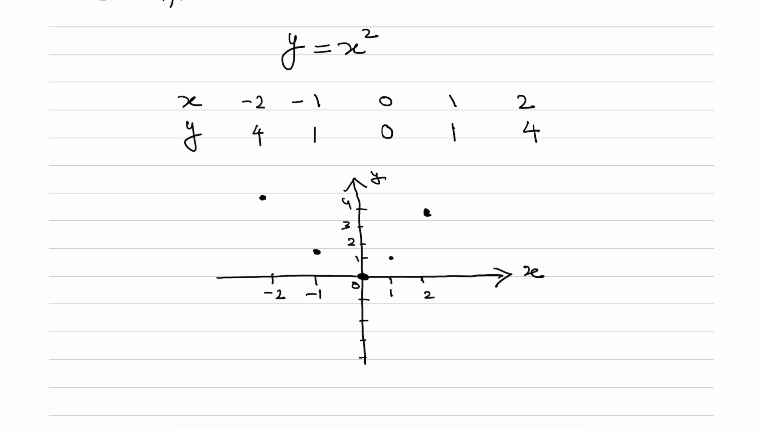Let's join these points and look at the rough shape that we are getting. It is this one. So it's the graph of a parabola, y equal to x square. This is how we got this graph.